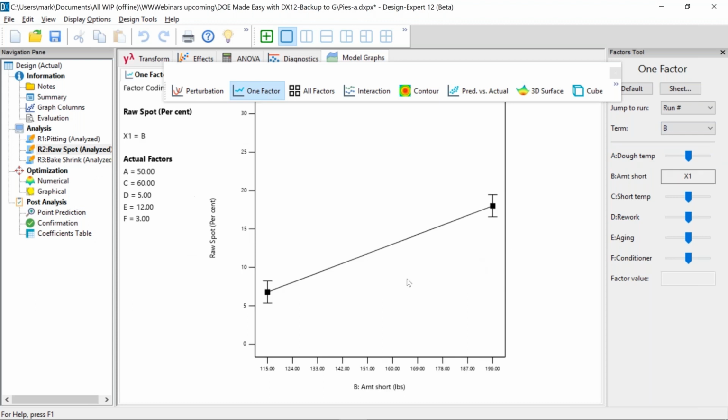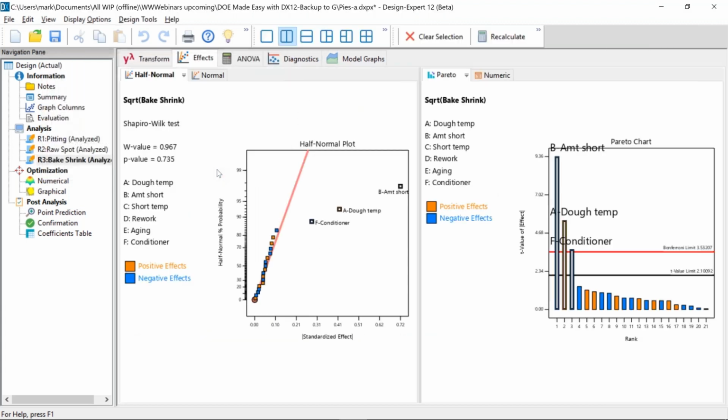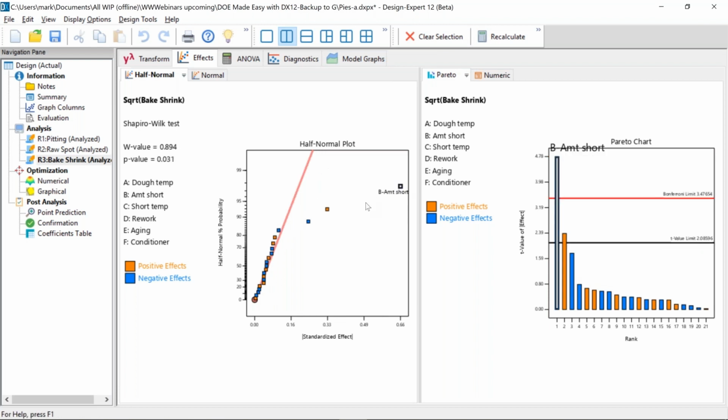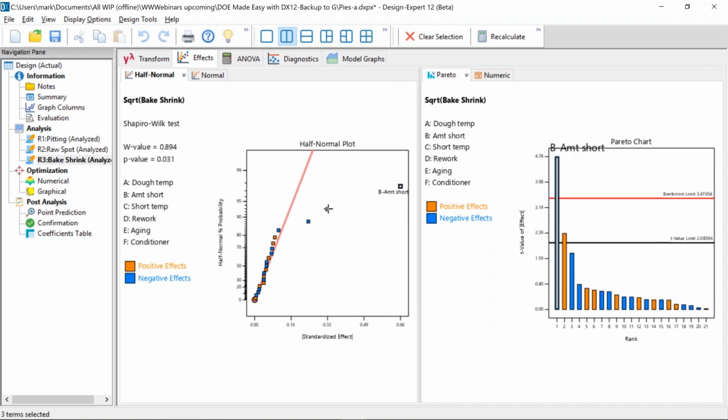Now we may get into some conflicts between these different responses, so we'll look at that in just a minute. And finally, the bake shrink. Again, we use the half normal plot to select. So normally it would start off like this, and you would be picking these from right to left until no more stand off the line. The rest are trivial many at the left.